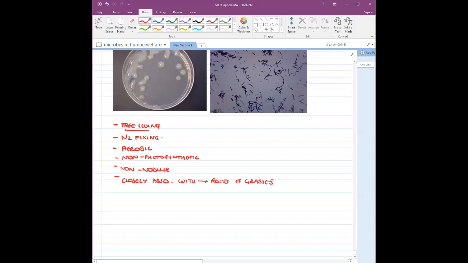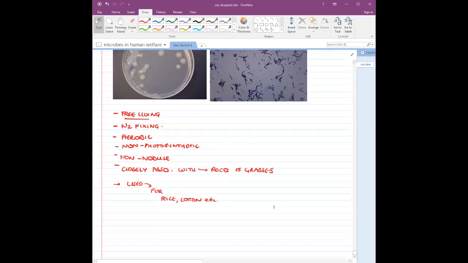Now, when we are going to use this as a fertilizer, where are we going to use it? We are going to use it for the cultivation of rice, cotton, etc. All the rice varieties we can use this for. Okay, so this is going to be your azotobacter.